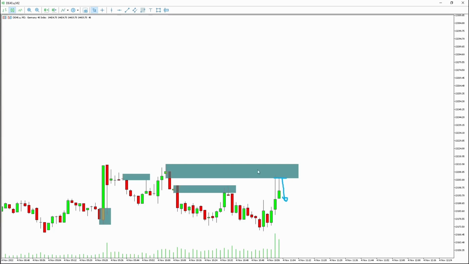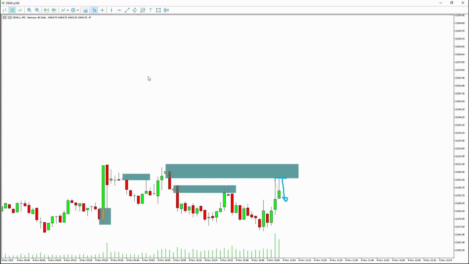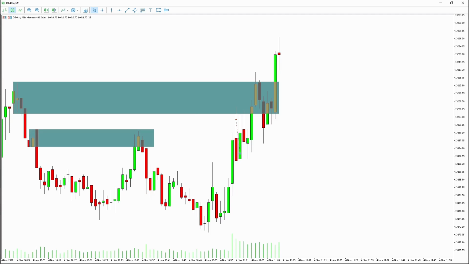It actually touched the zone twice. And we can see here my trading history. What do you guys think that I did when I saw the price touching this zone? I shorted there and I closed my trade there. I actually took this trade on the 1 minute time frame, but the concept is exactly the same.